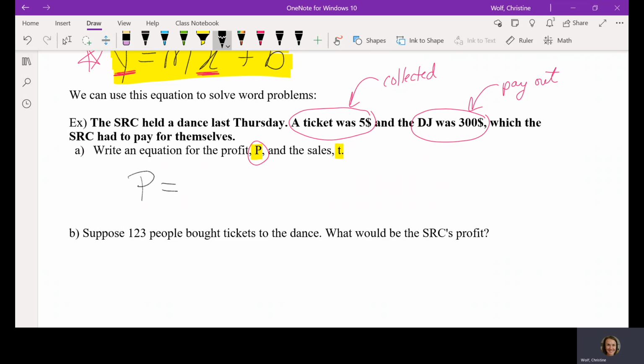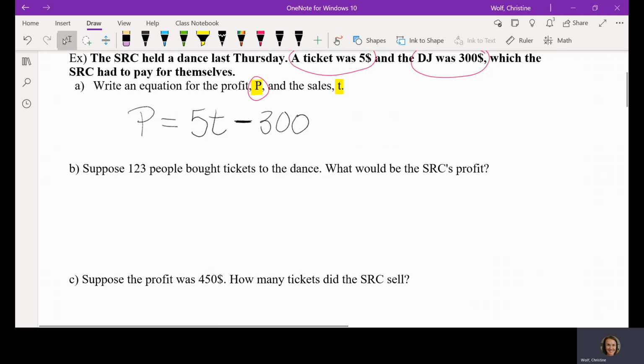Now, we know that they will get $5 for every ticket they sell. So for example, if they sell 100 tickets, they will collect 100 times 5, or $500. But then once they collect all that money, they have to remove or pay out $300. So we have to subtract $300 from their ticket sales because they have to use that money to pay the DJ. So there's our equation. P equals 5T minus 300.